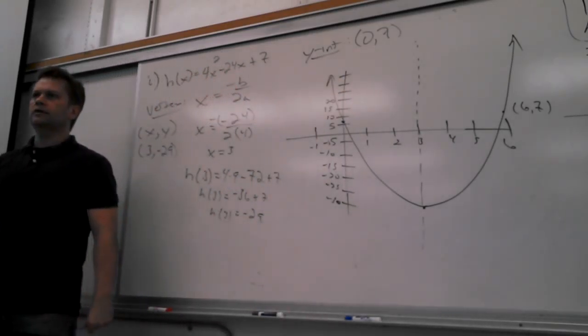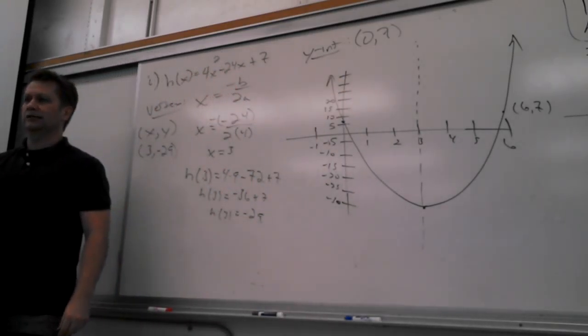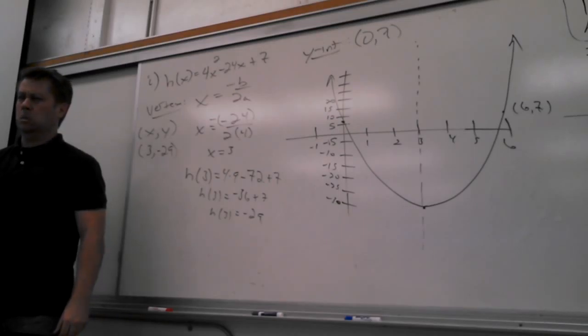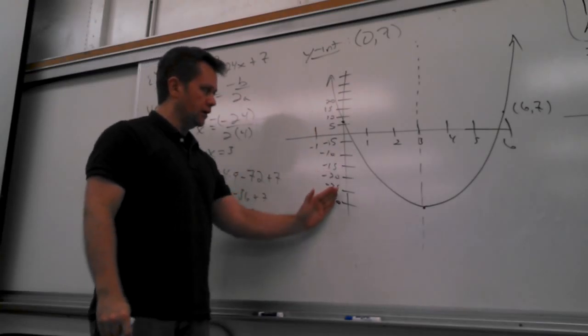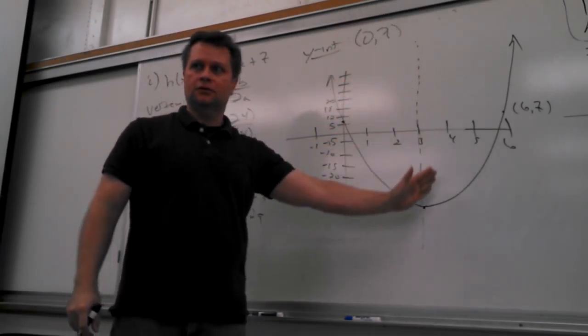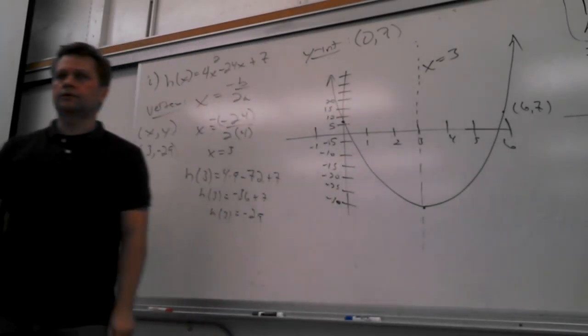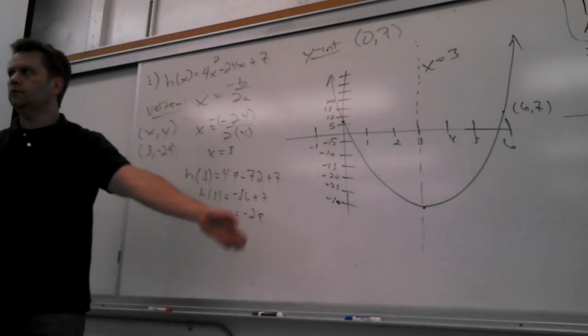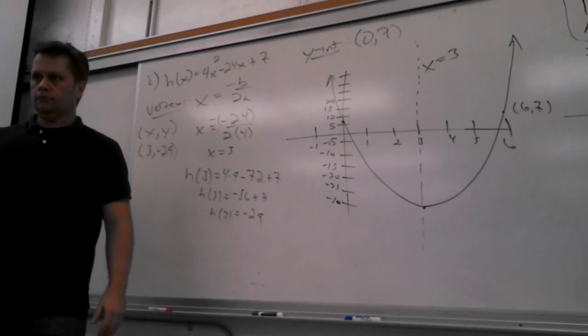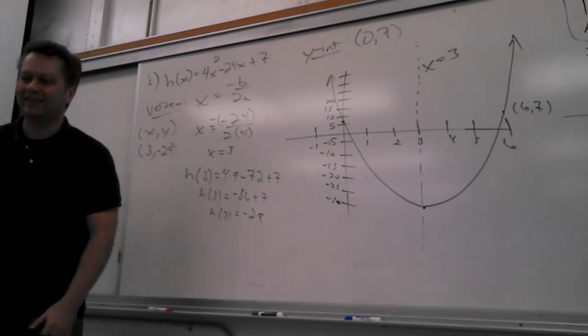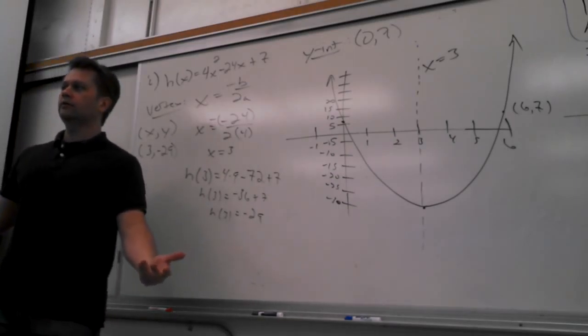What's the axis of symmetry equation? It's not x equals 0, it's x equals 3. There, see, let it be easy. That's the axis of symmetry. x equals 3 is the axis of symmetry. Yeah, I like that.